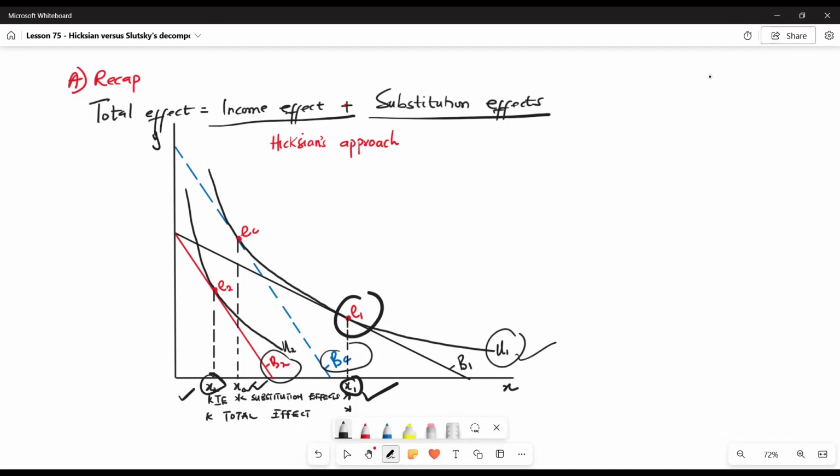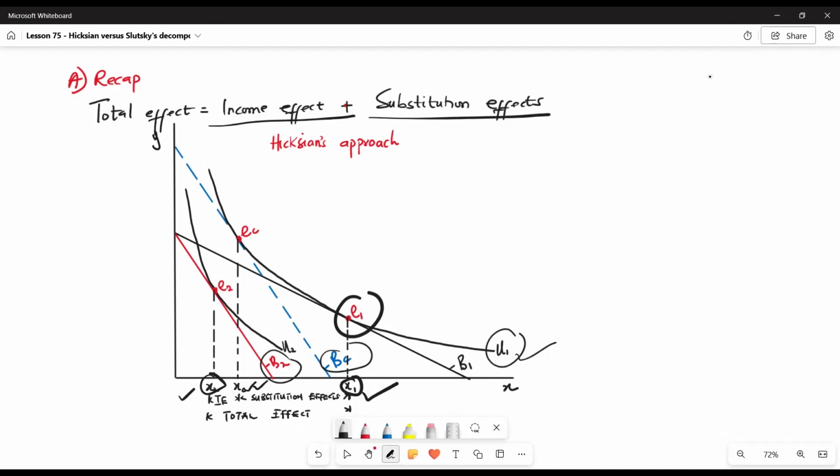Now, this is the Hicksian method of decomposing the total effect into substitution and income effect. So the Hicksian method measures real income based on the utility of the consumer. Hence, if we want to isolate the substitution effect while holding the income effect constant, all we had to do was to find the change in quantity demanded resulting from changing the price while simultaneously compensating the individual with enough income so that they could afford the same level of utility.